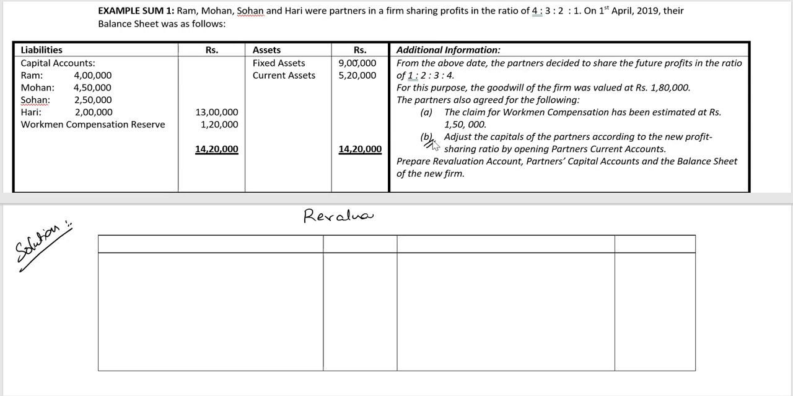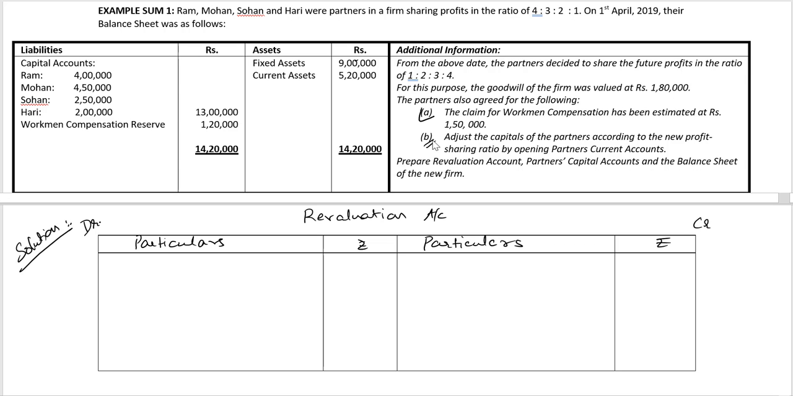Revaluation account. Left side debit, right side credit. Particulars, Rupees. Particulars, Rupees.